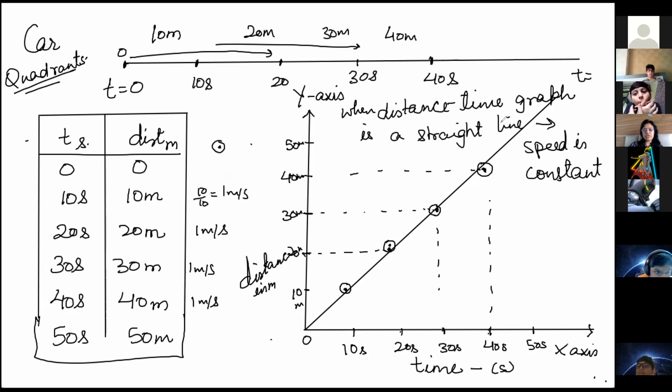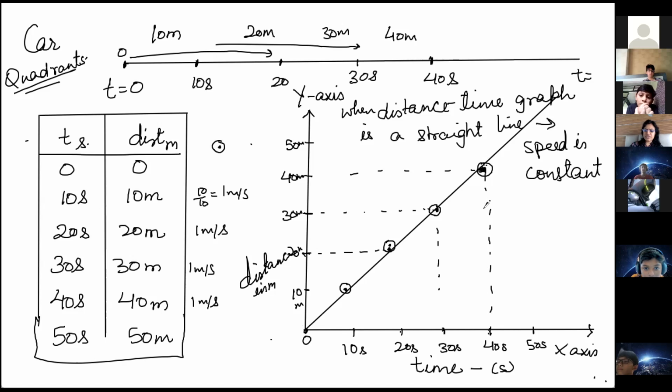Now from the graph, how will you calculate the speed? Take any 2 points. Suppose I take this point and this point. From here, make a triangle like this with a perpendicular. So vertical distance upon horizontal distance gives you speed.